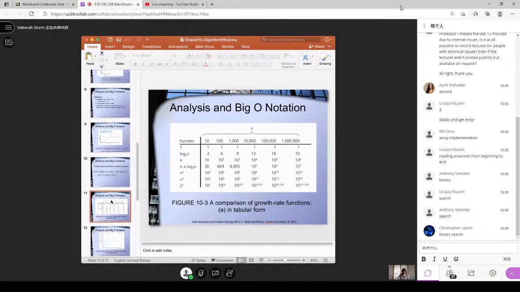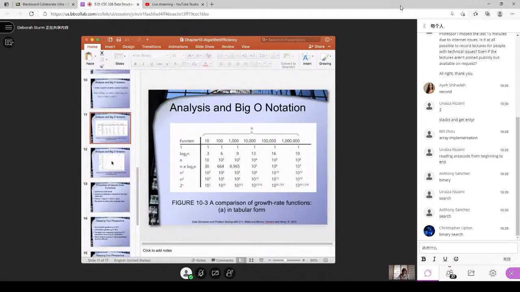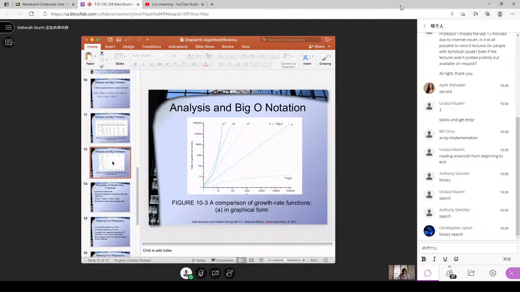Okay, and as we go over algorithms, we'll try to assess how to analyze them and what is the big O notation for them. So the next slide is just a graph form of what we just saw in the table. Okay, now there's one very important graph that's missing.